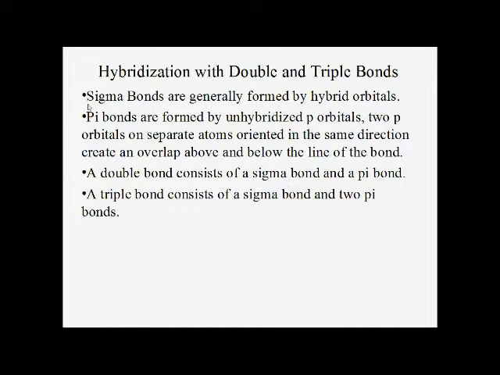So to describe the geometry of the molecules, we're going to hybridize our bonding orbitals for the sigma bonds. Our pi bonds are going to be unhybridized p or d orbitals, but our sigma bond is going to usually be hybridized orbitals.